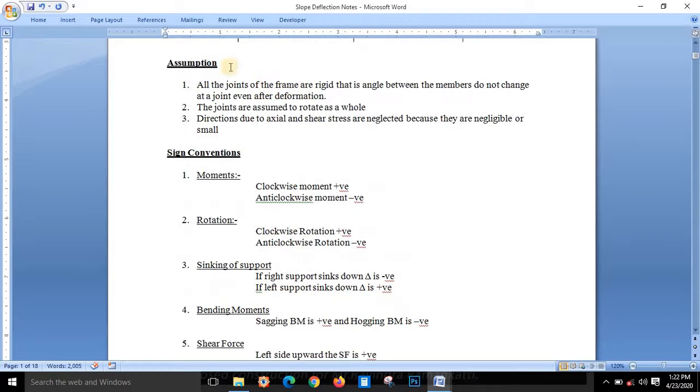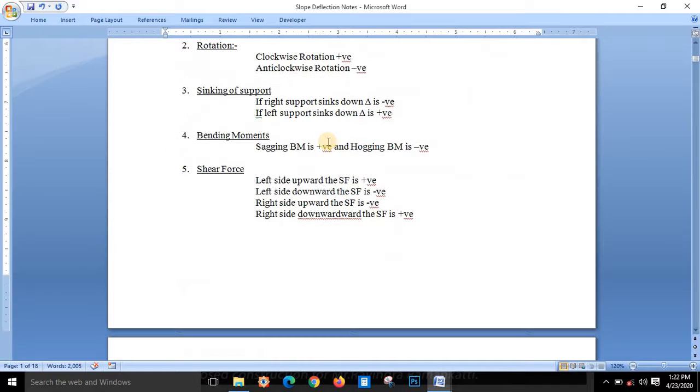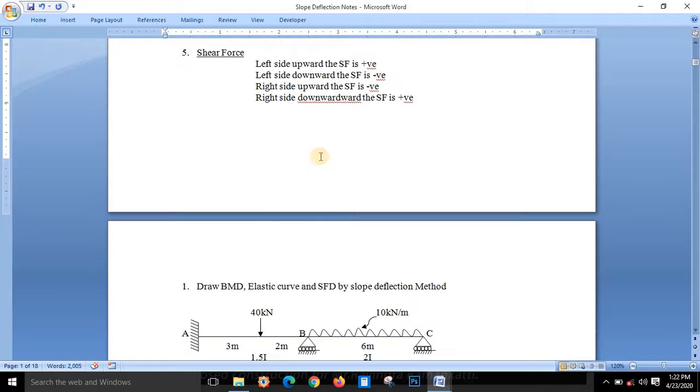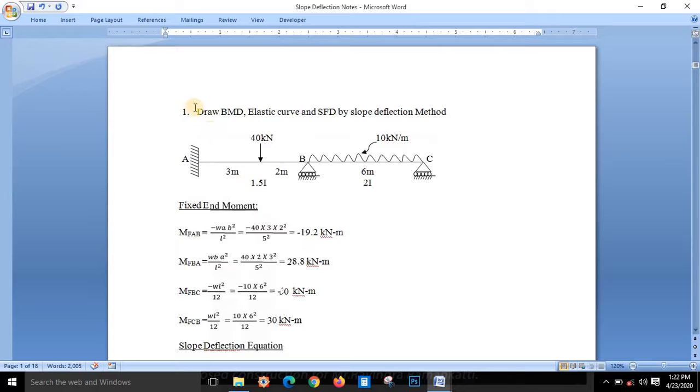The problems in this particular theory are very simple, and this theory is very useful to solve problems quickly, meaning it is a faster method. So let us consider an example. Draw the bending moment, elastic curve and shear force diagram by the slope deflection method. So we have to use the slope deflection method.